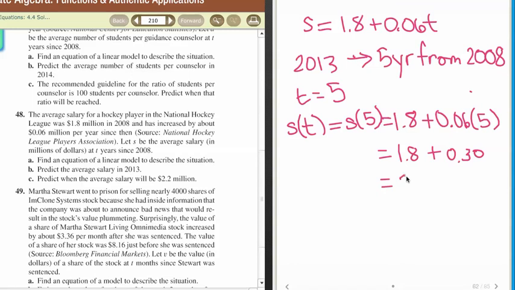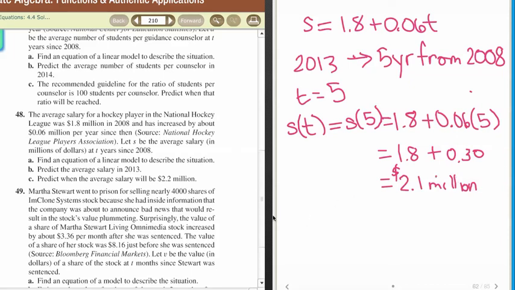And 1.8 plus 0.3 is 2.1. And this, of course, is in millions of dollars. And so that's what we say in terms of our units on that particular value there.